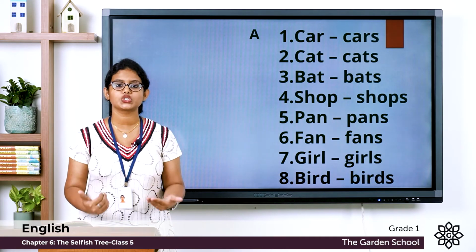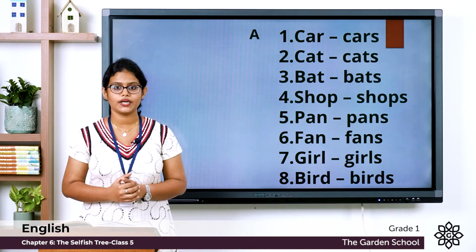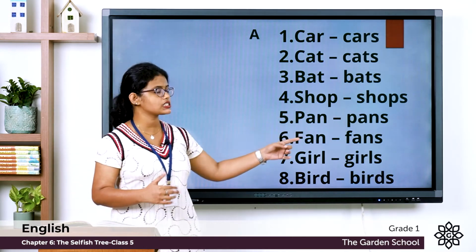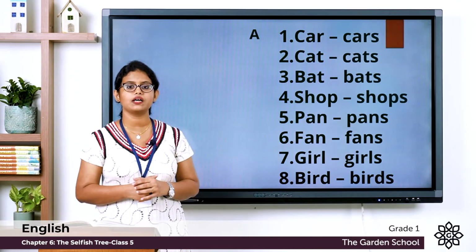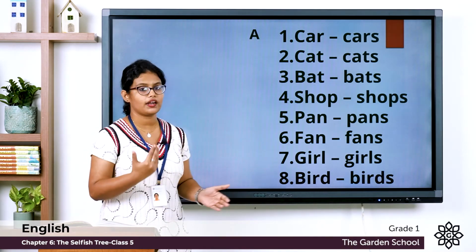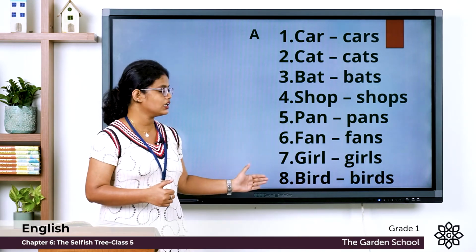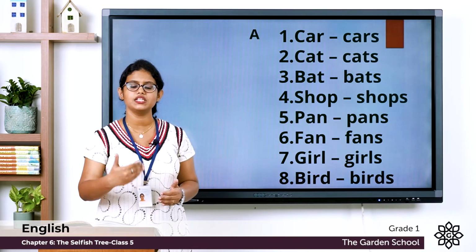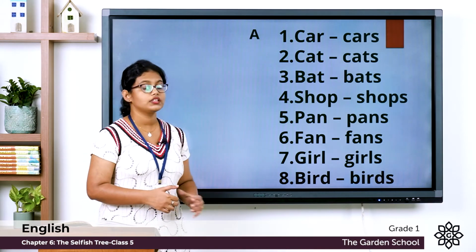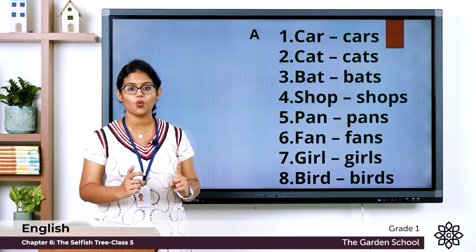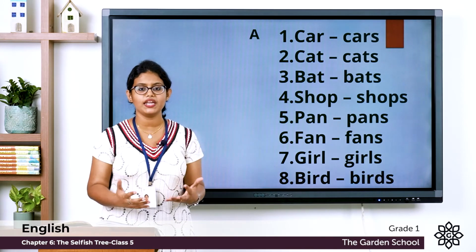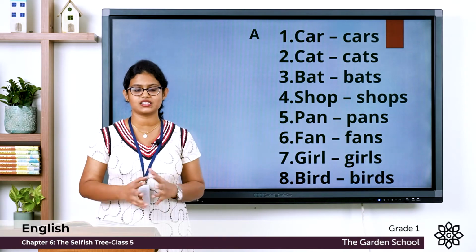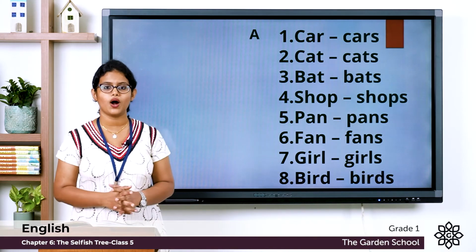So, it becomes shops. See the fifth one, pan. To make it many, you need to add S at the end of the word pan. So, it becomes pans. Fan, fans. Girl, girls. It means more than 1 girl. Girls means more than 1. The eighth one, bird. Just 1. Birds. To make it many, we need to add S at the end of the naming word. So, it becomes birds, which means more than 1.